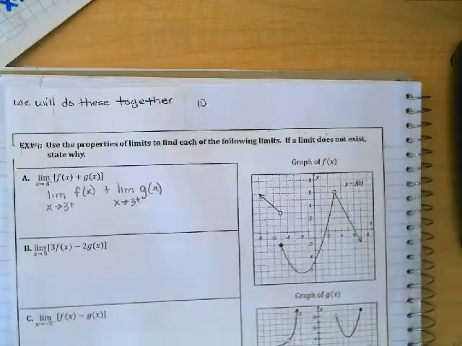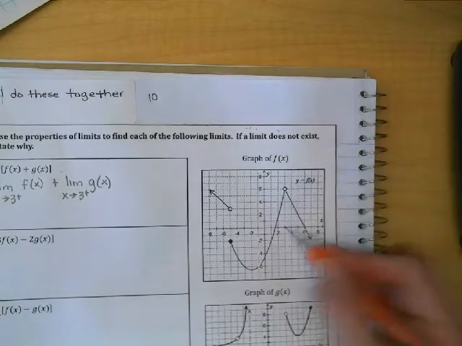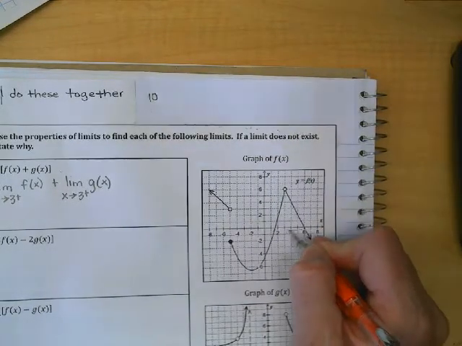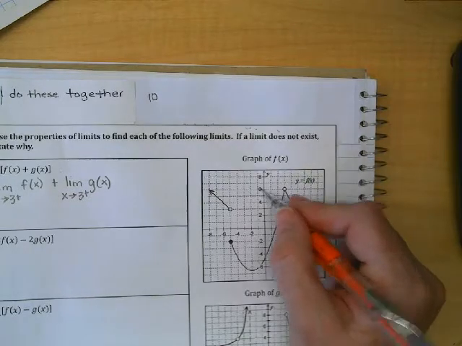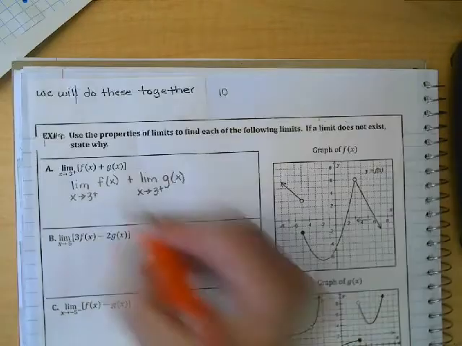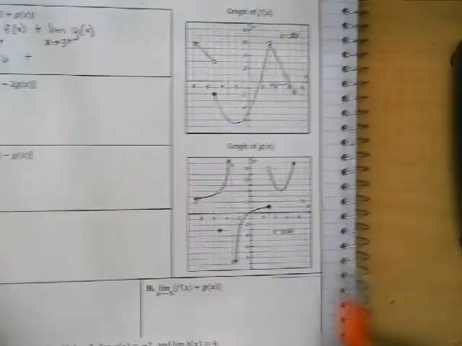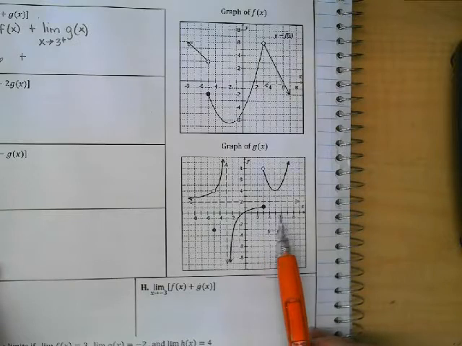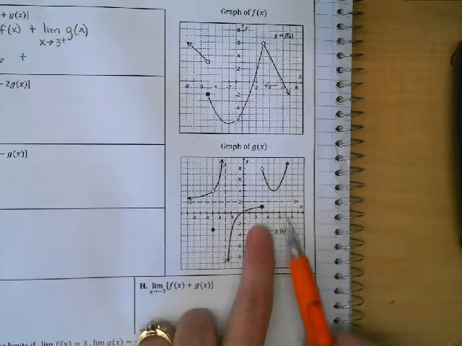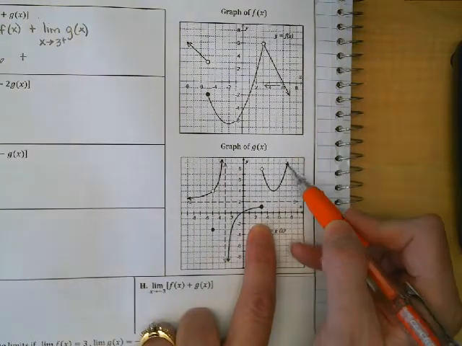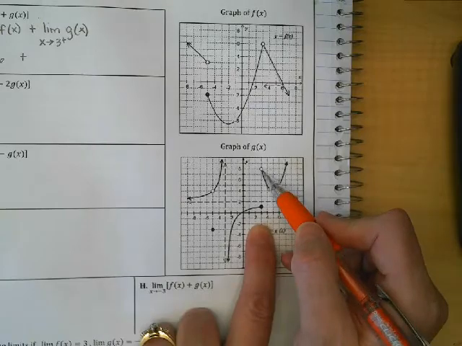Okay, so as we're coming towards 3 from the right, let's look at the f function. So I'm coming this way. So I'm going up, and it's approaching 6. Now I'm going to do the g function. Okay, as I'm approaching 3 from the right. Well, as I'm coming from the right, I'm way up here. And it is approaching 8.